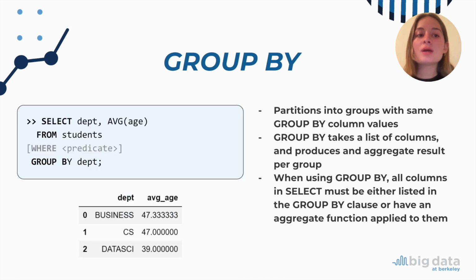For example, this query produces a table that shows the average age per department. That is because we selected only the department and age columns, and while grouping by department, we aggregated the values in the age column by calculating an average.